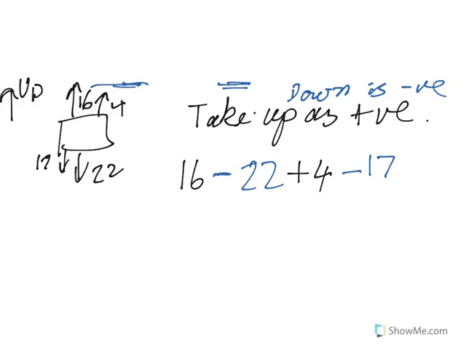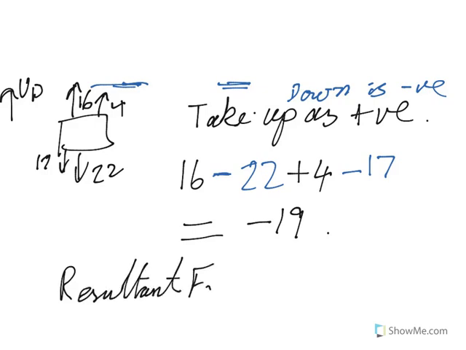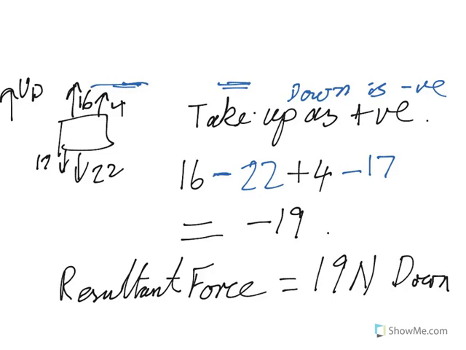So when we add those together, 16 minus 22 plus 4 minus 17, you get minus 19. So what does that mean? Well, that means that when you add all of those together, our resultant force, and I should have mentioned what resultant means, it just means the result of adding all of those up, will be 19 Newton, and because it's negative, it will be down.